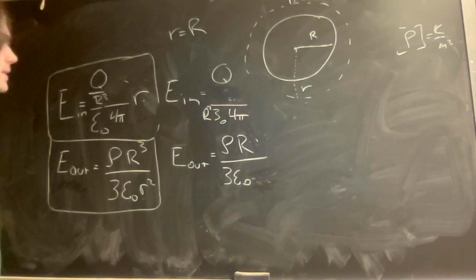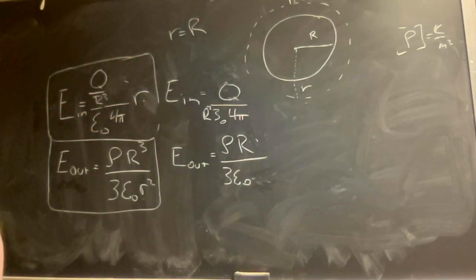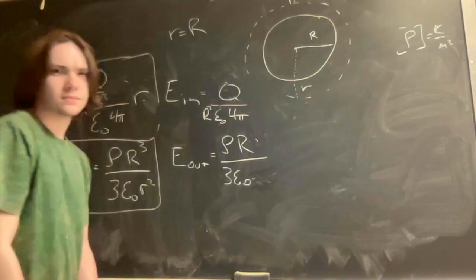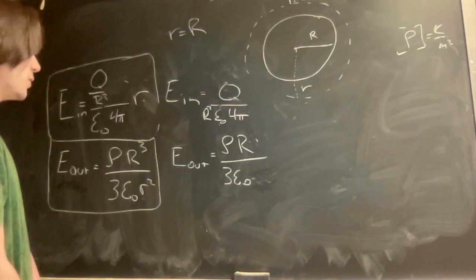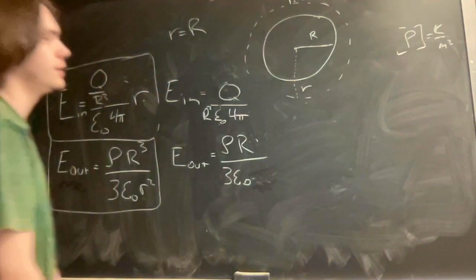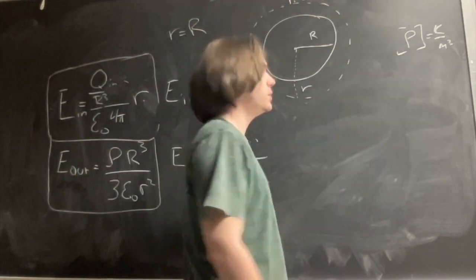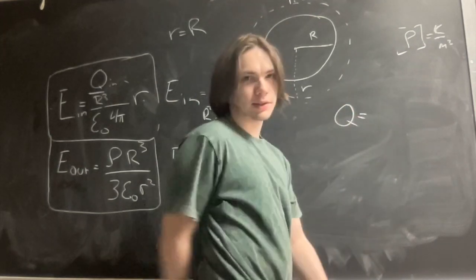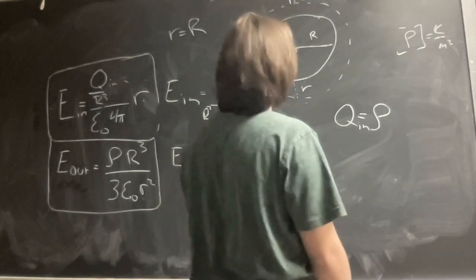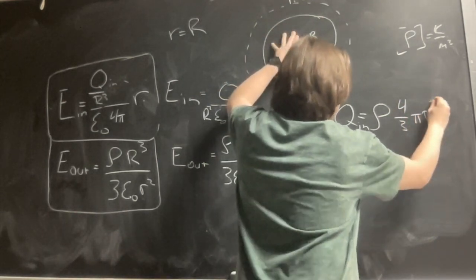And you'll be looking at me like, these aren't the same equation. E in is Q over big R squared epsilon 0 times 4 pi. And the bottom one is rho times big R over 3 epsilon 0, which are not equal, but they are equal. Because remember, if we look back up here, remember that rho equals coulombs per meter cubed, which means Q equals what? Rho times the volume inside. This is Q inside. Equals rho times the volume inside, which is this volume, which is 4/3 pi big R cubed.